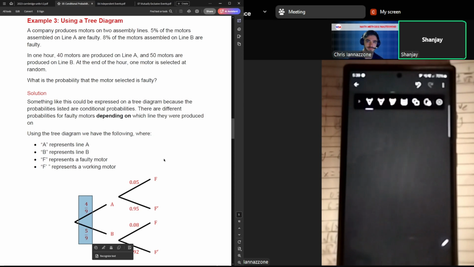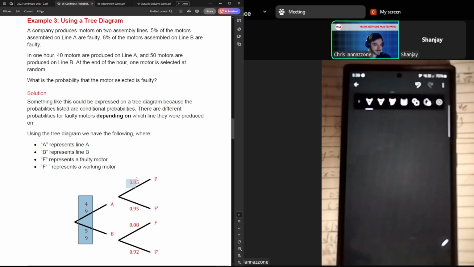Okay, so in total, there's 90 motors, and if you write them as a fraction, it's 40 over 90 and then 50 over 90. It simplifies to 4 over 9 and 5 over 9. Yeah, absolutely. Then from then on, the rest of this isn't too bad. Right, 5% shows up as 0.05. Then you've got the complement of that.